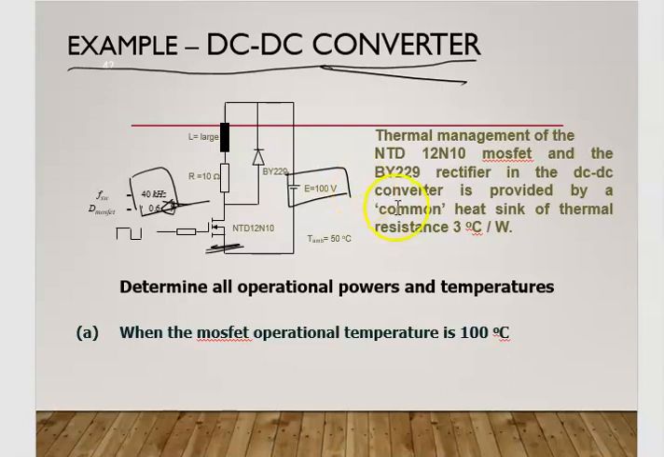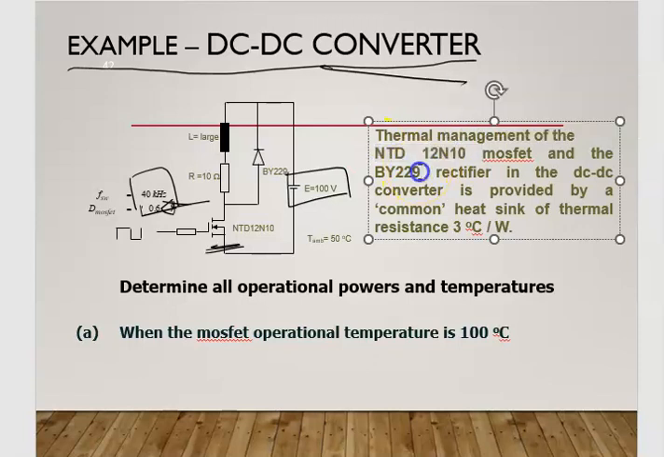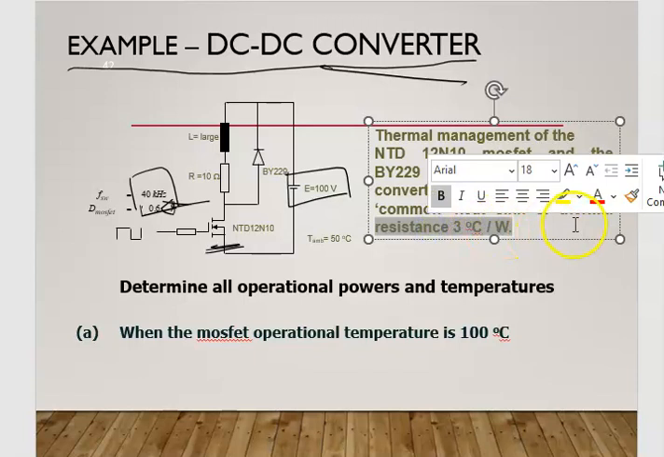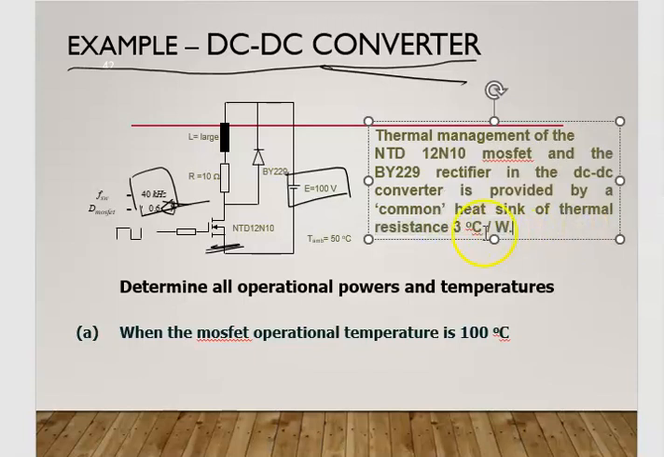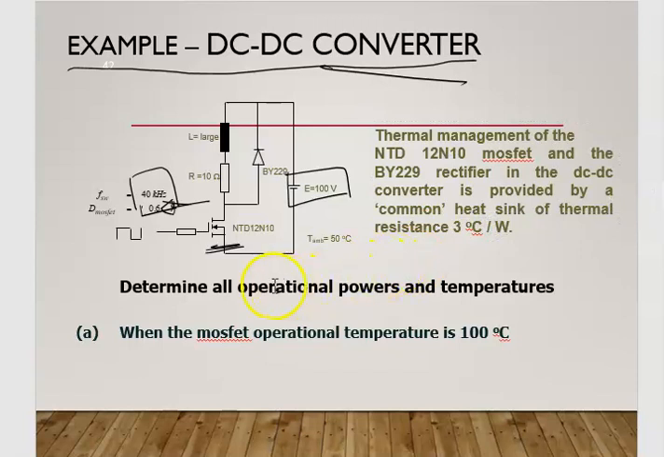Look at the question again. We have here two part numbers, NTD 12 and 10 and BY 229. So we refer to the two data sheets. So we have here another piece of information, which is the heatsink being provided with this value. So heatsink being provided.